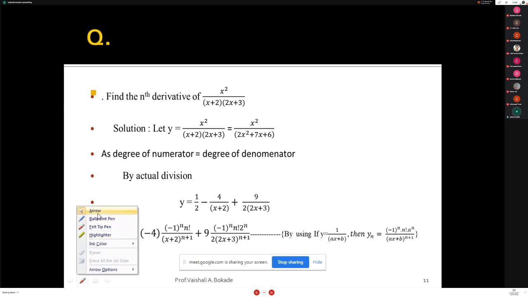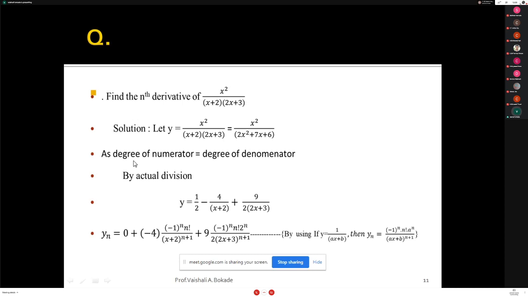Now please check this example. I have x square upon a denominator, again in terms of linear factors: x plus 2 into 2x plus 3. When I have this function, I check the degree of the numerator and the degree of the denominator. Everybody can see the degree of the numerator is 2, and the degree of the denominator is also 2.